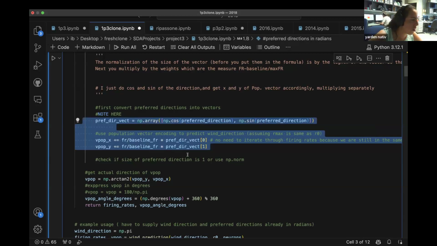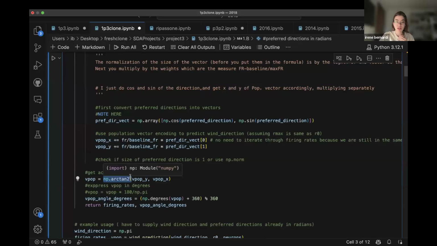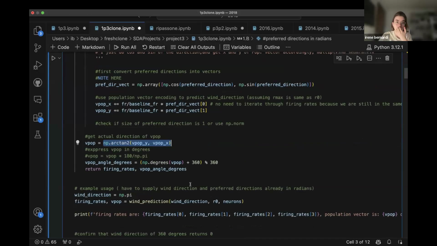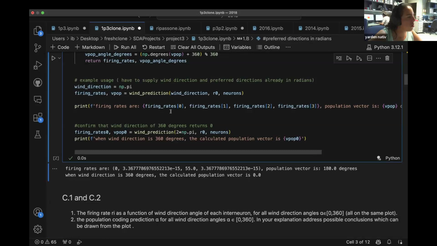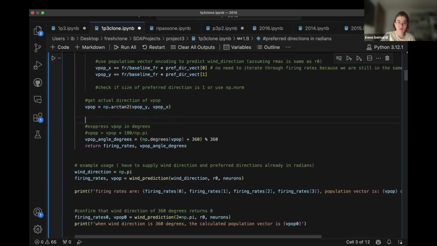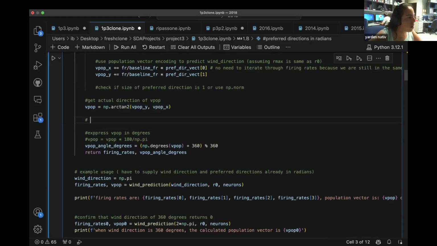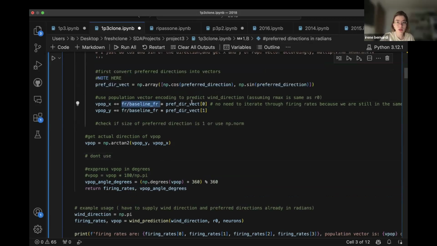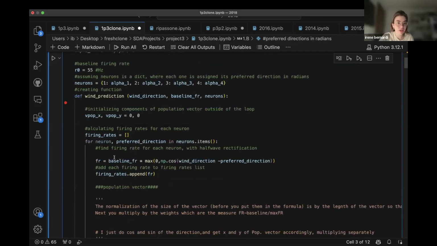Yes, I think so. And then I do arctan of the directions, and then I get the guess, and the guess is not correct, for example. So here is the problem. I think this is it. Where do you use the firing rate vector? Here, right? And I multiply again the vector of the firing rate. The way I calculate the firing rate is by doing baseline plus the max of 0 and the cosine between wind direction and preferred direction.